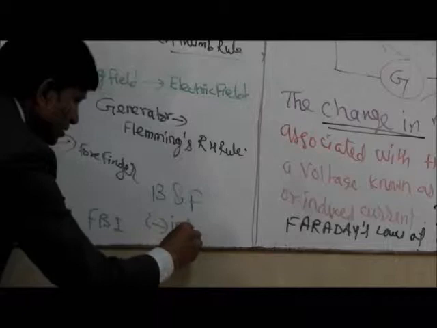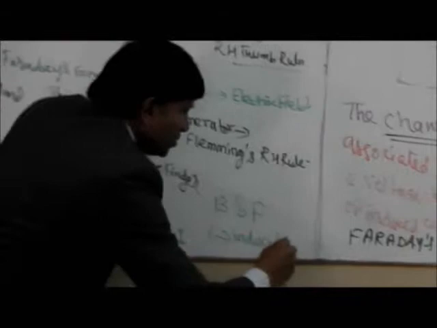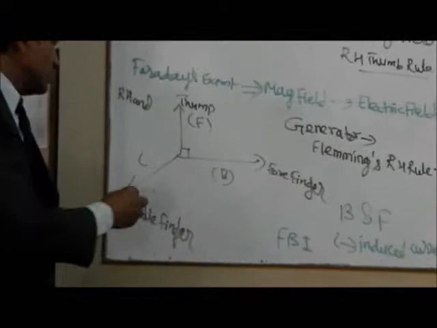Then current is induced. The induced current is given by small i. Small i indicates induced current, because the capital I refers to the real current. The induced current is given a special symbol. It is nothing but alternating current, in our case, AC.